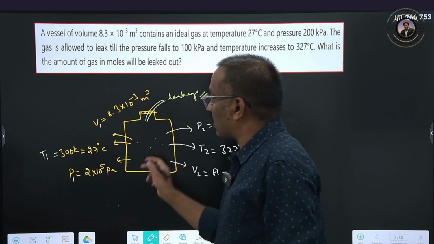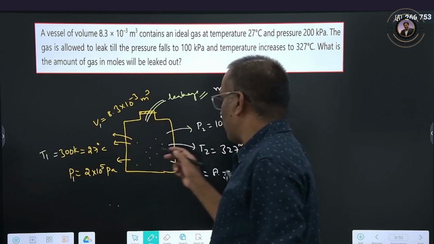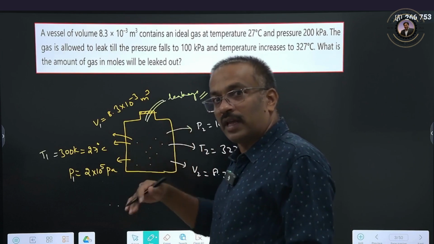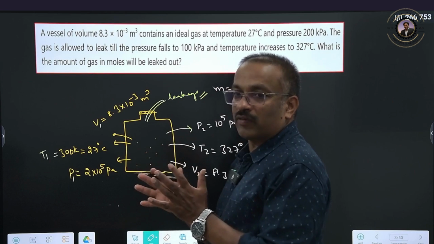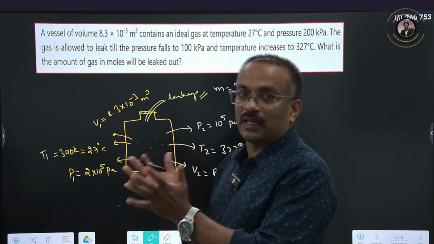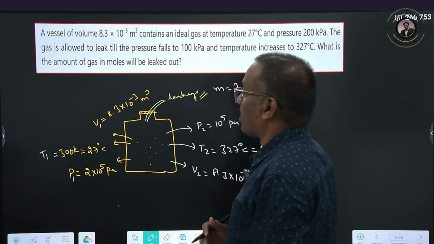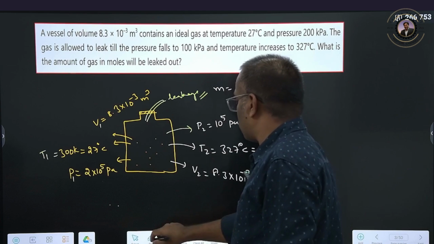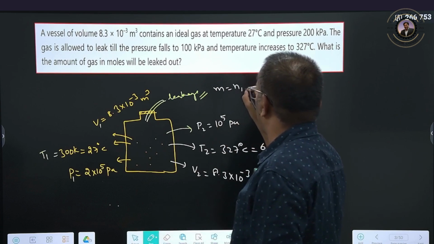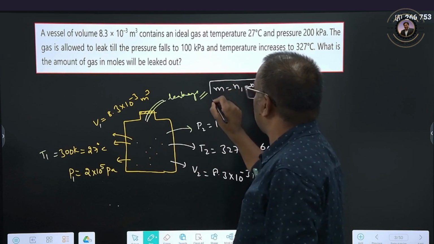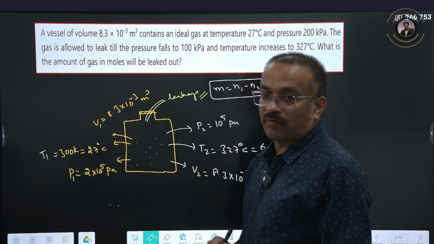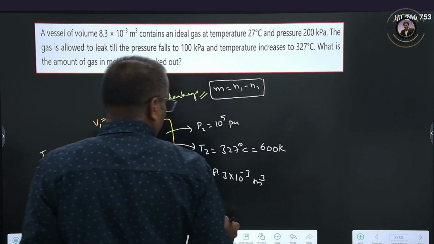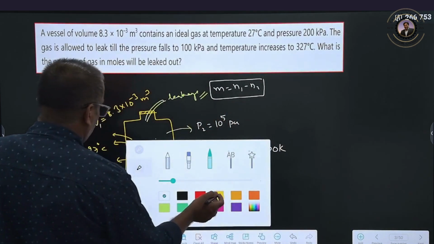Initially we have to calculate how many moles are there. Finally, how many moles of the gas are present inside. Then initially some amount of moles will be there, finally some value will be there, and that difference is the amount of gas that leaked out. So the number of moles leaked is N1 minus N2. Very simple.